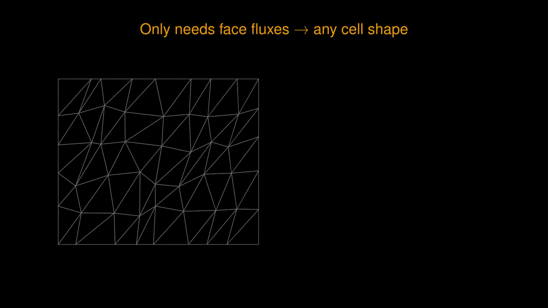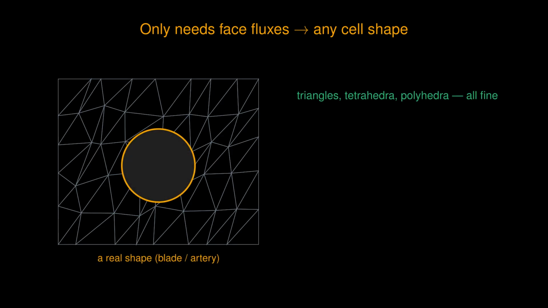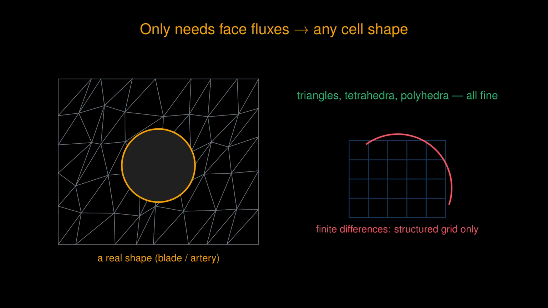There's a second reason it dominates. Because all the method ever needs is the flux through a face, it doesn't care what shape the cell is. Triangles, tetrahedra, lopsided polyhedra, as long as the cell has faces, you can balance fluxes across them. So you can wrap a messy, unstructured mesh around a turbine blade or an artery, and the finite volume method still conserves exactly. Finite differences want a structured grid lined up with the axes, which is hopeless for a real engineering shape. Flexibility and guaranteed conservation together. That's the pairing that put it inside nearly every solver.